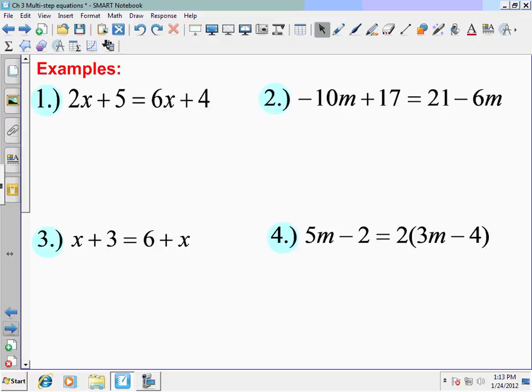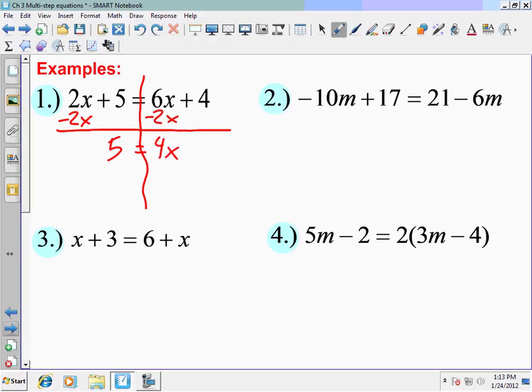Okay, so I'm going to do 2 examples here, and I'll have you try the other 2. So again here, I'm going to move the smaller one or the negative one. So 2 is smaller than 6, so I'm going to move 2x over to the other side. I like to do that because it keeps this positive. Notice 6 minus 2 is positive 4x. So I don't have to worry about any negatives there anymore.